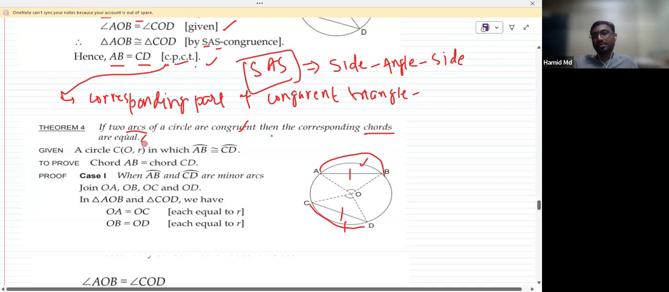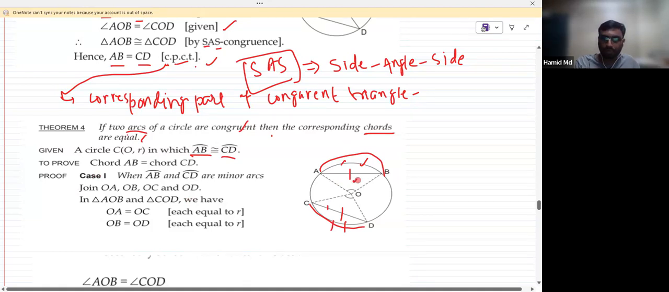Does it make any sense? It means that if the arcs are equal, then the corresponding chords are also equal. It seems so for the given circle. So what is the condition given? We are given that arc AB is equal to arc CD. So we have to prove that the length of this chord is equal to this chord.